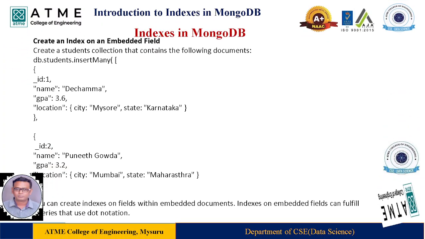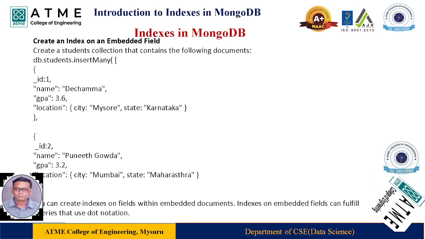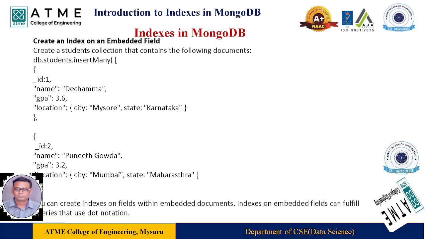So you can consider creating an index on an embedded field. Create a students collection containing the following documents. So db.students.insertMany. I'll be inserting an _id, which is similar to a primary key, name, GPA 3.6, and location. City and state you can consider as nested fields of location. The second document consists of certain details: Puneet Goda, GPA 3.2, location city Mumbai, Maharashtra. So you can create an index on fields within the embedded documents. An index on embedded fields can fulfill queries that use dot notation.